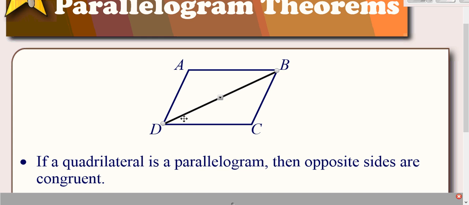Because when we draw in that diagonal, you get two congruent triangles. This side's going to match up with that side. Corresponding parts of congruent triangles, CPCTC. Same thing with the other sides. These two sides match up with those two sides. So opposite sides are congruent. No matter what. If it's a parallelogram, opposite sides are congruent. It's automatic.